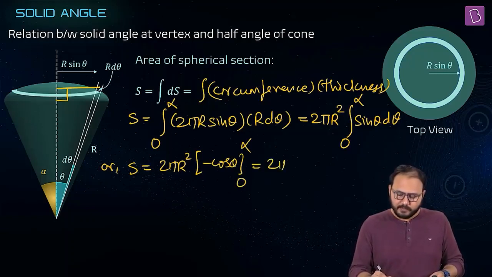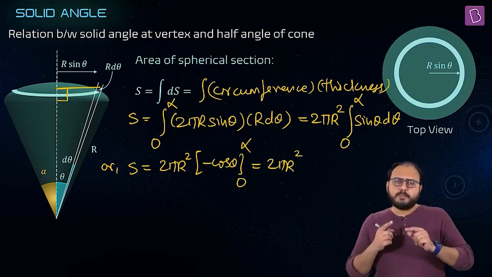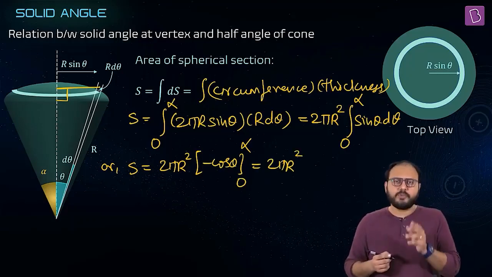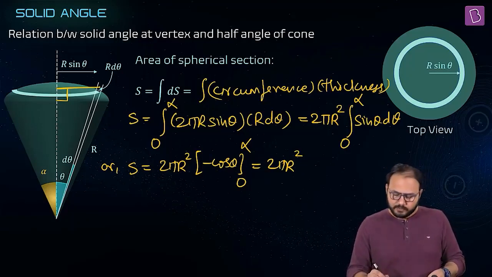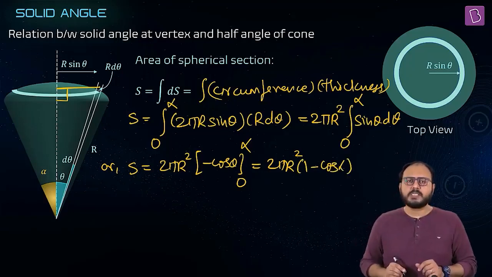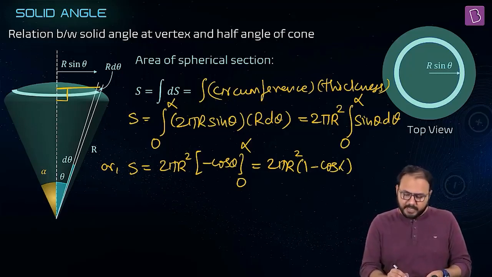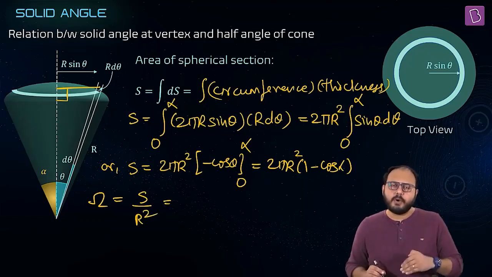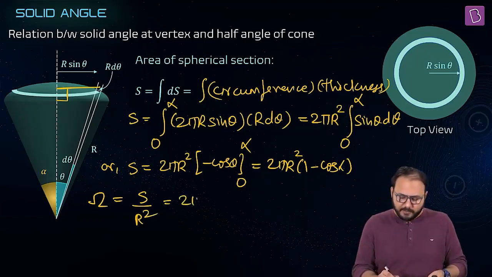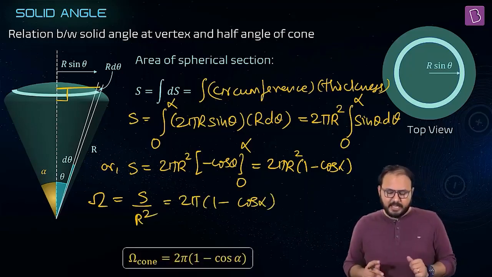What is it? 2 pi R square. Can you absorb the minus and switch the limits? If you absorb the minus, it becomes alpha to 0. What is cos 0? Last time I checked, it's 1. And put theta as alpha. 2 pi R square into 1 minus cos alpha. And what is the solid angle? It's supposed to be equal to S upon R square. Now from 2 pi R square 1 minus cos alpha upon R square, take the R square off. 2 pi 1 minus cos alpha, I am getting. How about that?